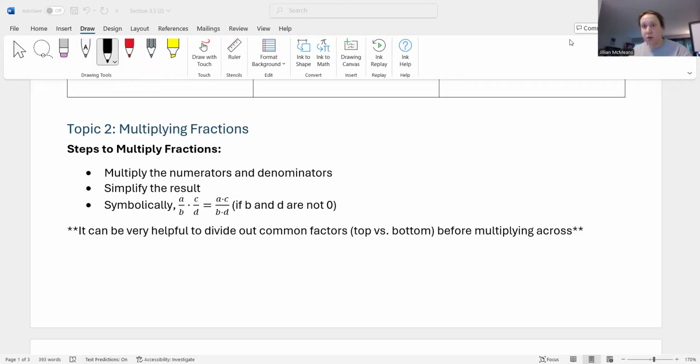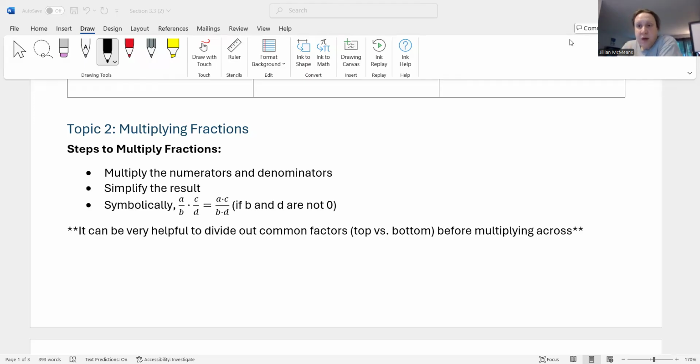For topic two, we're going to look at multiplying fractions first, because if you can understand multiplying fractions, it's going to make division quite a bit easier. So we have topic two, just multiplying fractions. And first up, we have steps for multiplying fractions. I'm going to read you the steps kind of technically, and then I'm going to show you not really a shortcut, but a trick that's going to make it a little bit easier.